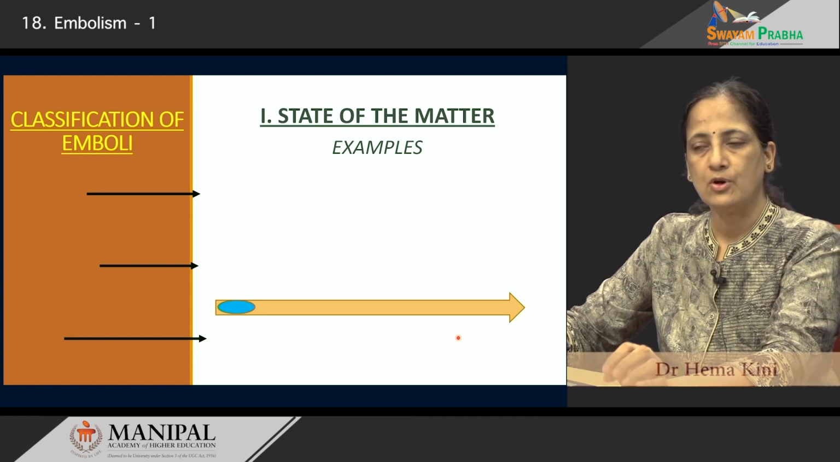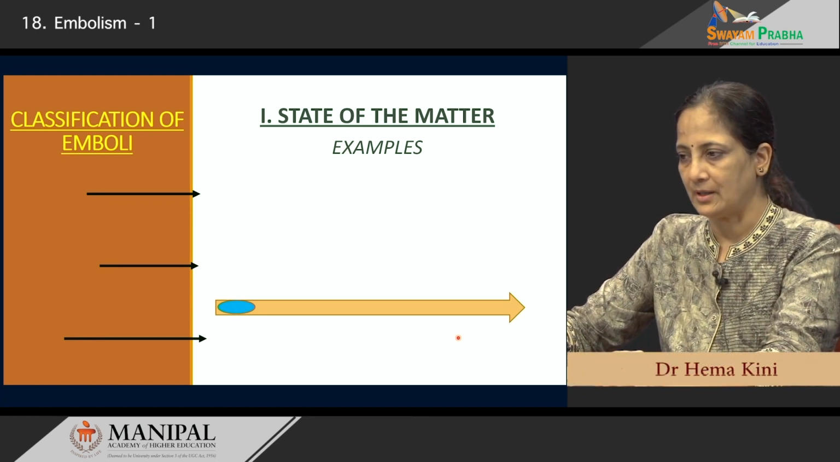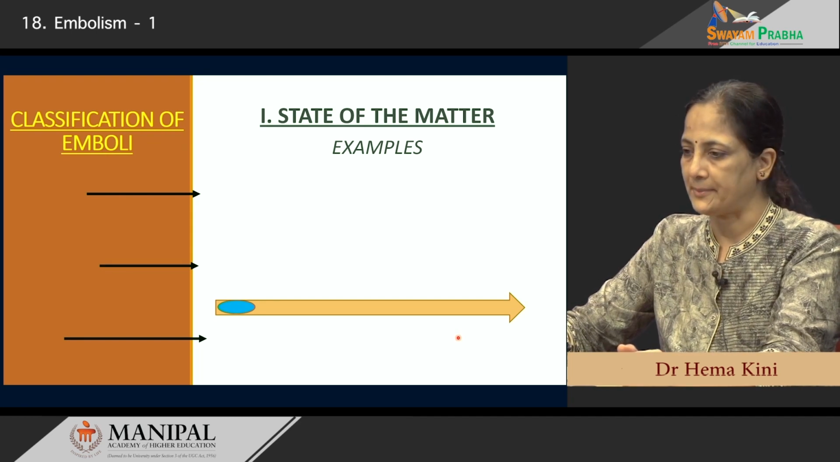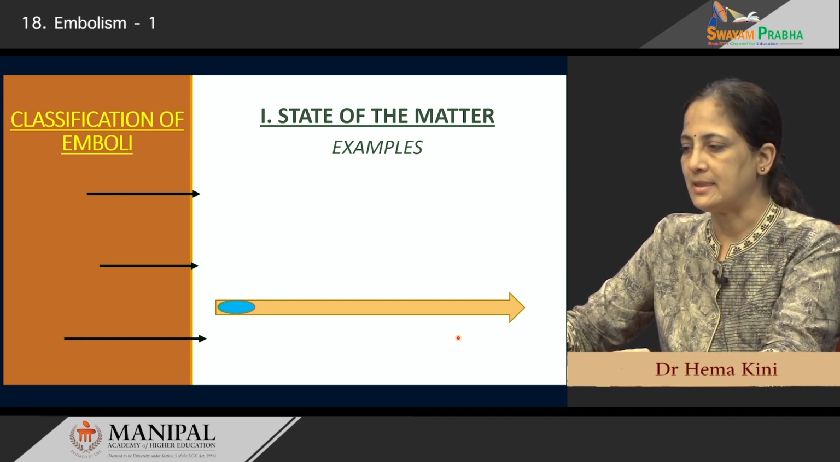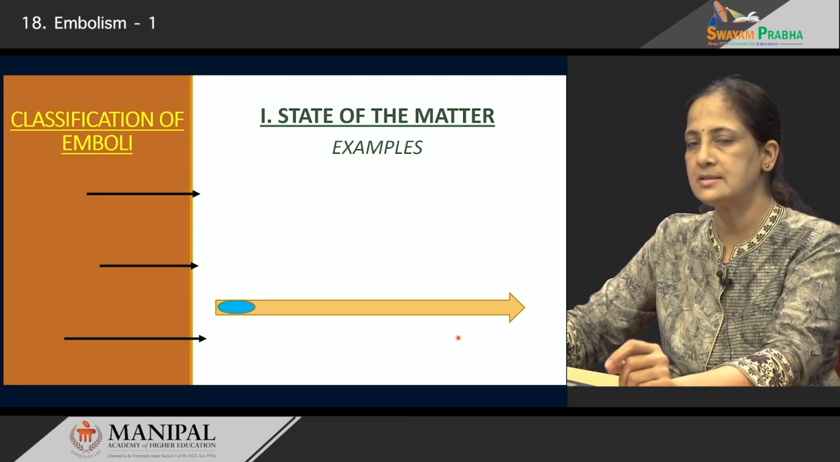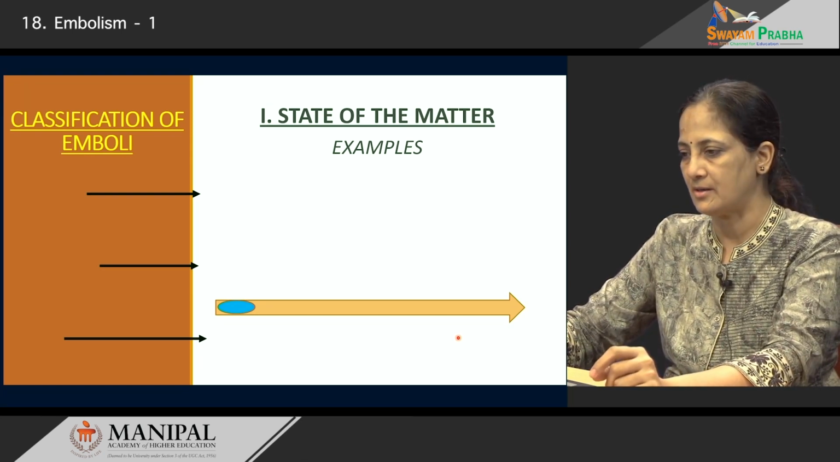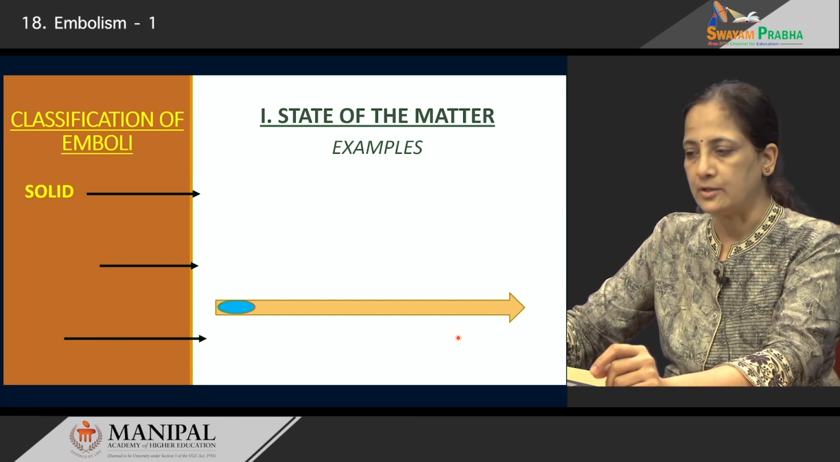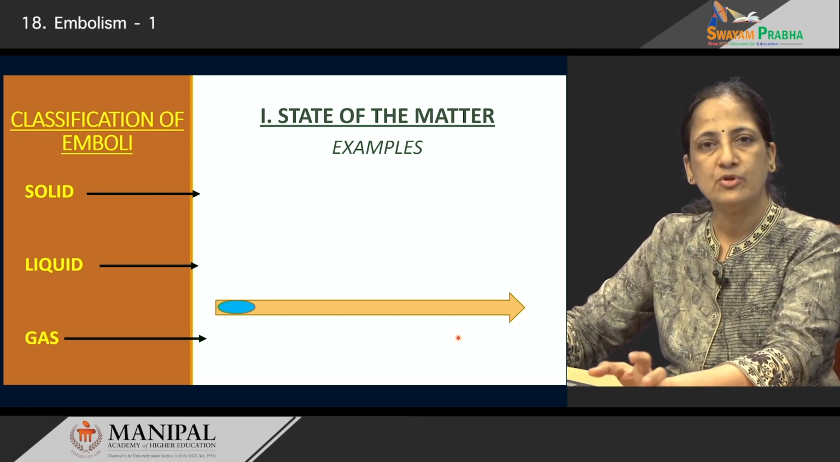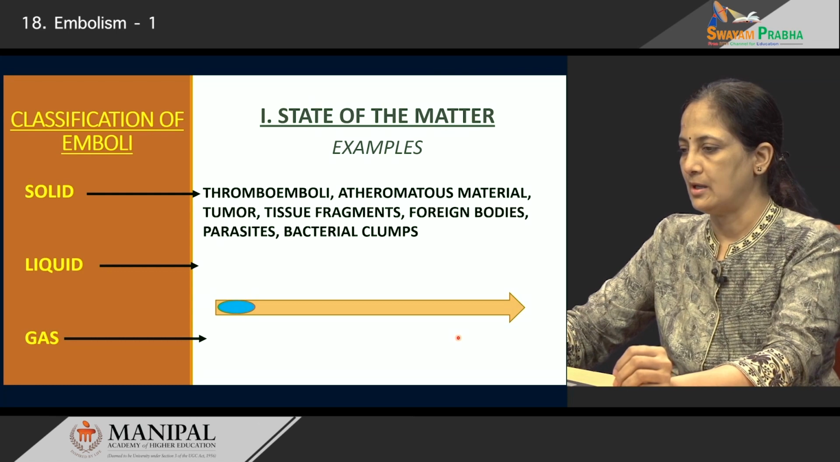Let us now move on to the classification. There are three different ways in which we can classify emboli. The first method is determined by the state of this mass which is moving in the circulation. For example, it can be a solid material, it could be liquid, or it could be gas. Let me give you a few examples now.